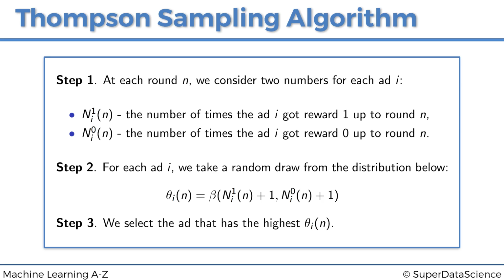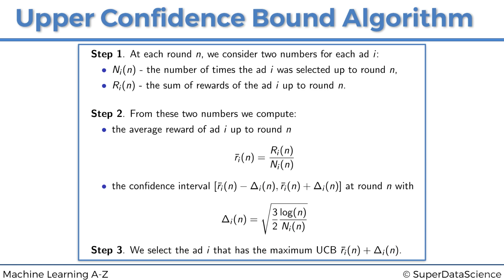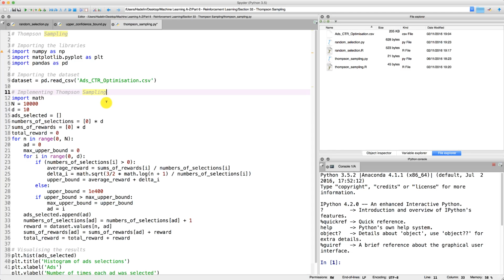And we can notice that if we compare this Thompson sampling algorithm to the UCB algorithm, well, it's the same step 1 with different parameters, because as you can notice here, in step 1 of the upper confidence bound algorithm, we also consider 2 numbers. And these 2 numbers are the number of times the ad i was selected up to round n, and the sum of rewards of the ad i up to round n. So if we have a look at this code section here, which is the code section for the upper confidence bound algorithm, well, we can see that these 2 parameters are here, and that these parameters are no longer the parameters for Thompson sampling.